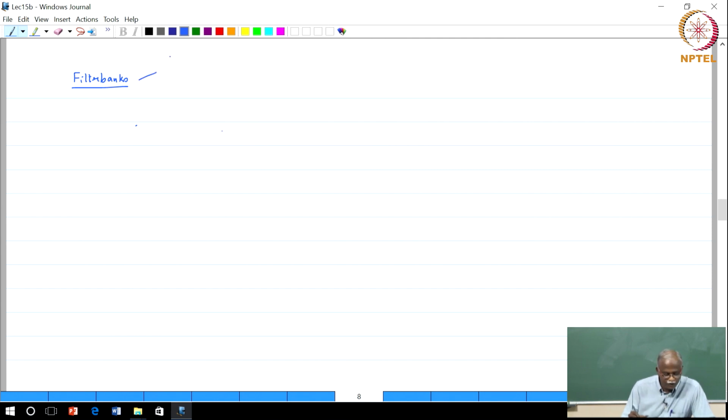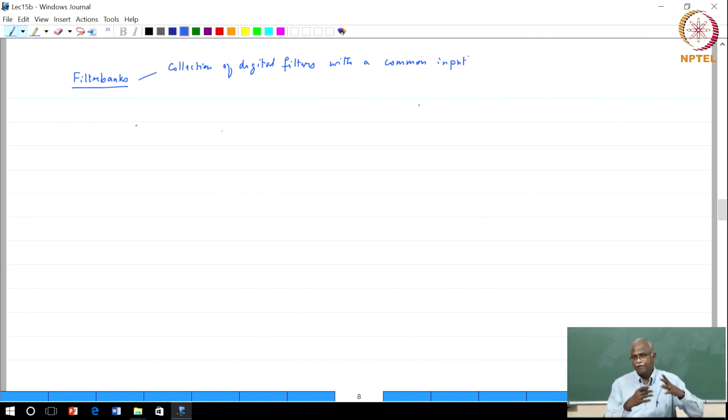So, this refers to a collection of digital filters, which have either a common input or a common output. So, basically a bank of filters, common input or output. If they have the same input and output, then it will become a single filter, right? So basically it is a collection of filters where they are meaningfully different.